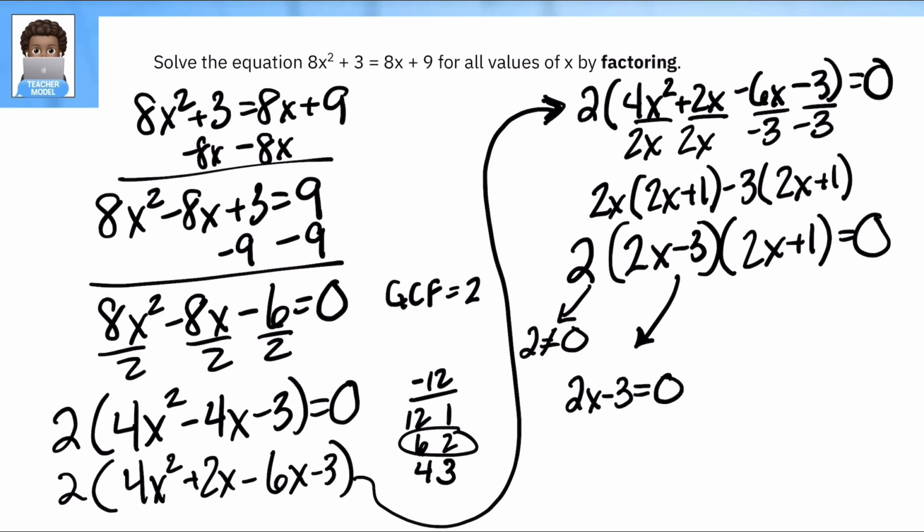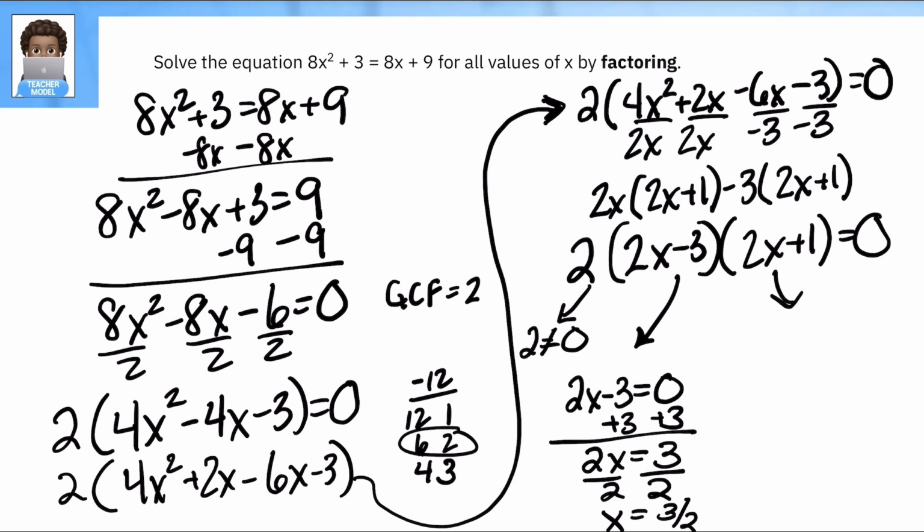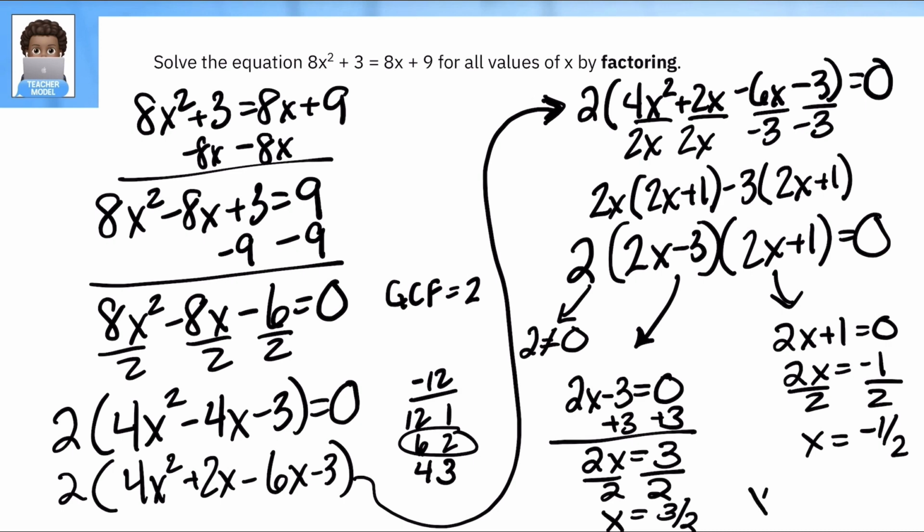Let's go to the second one. 2x minus 3 is equal to 0. So we have 2x is equal to 3. Here we have x is equal to 3/2. Let's look at our third pathway. 2x plus 1 equals 0. So 2x is equal to negative 1. Divide by 2. x is equal to negative 1/2. And so here are our two solutions. x is equal to 3/2 and negative 1/2.